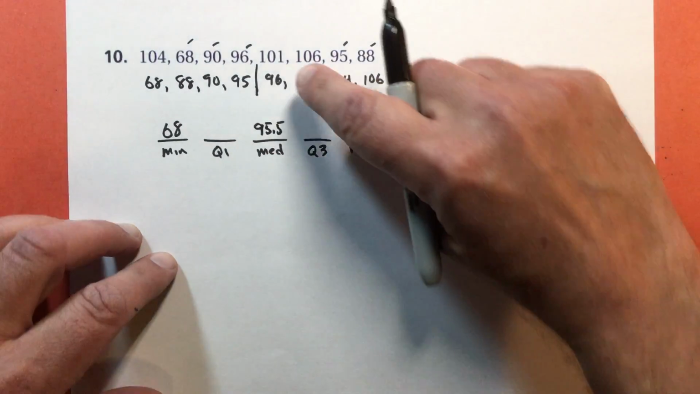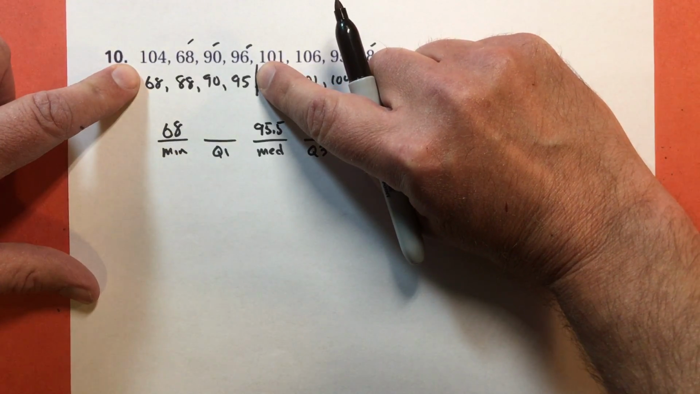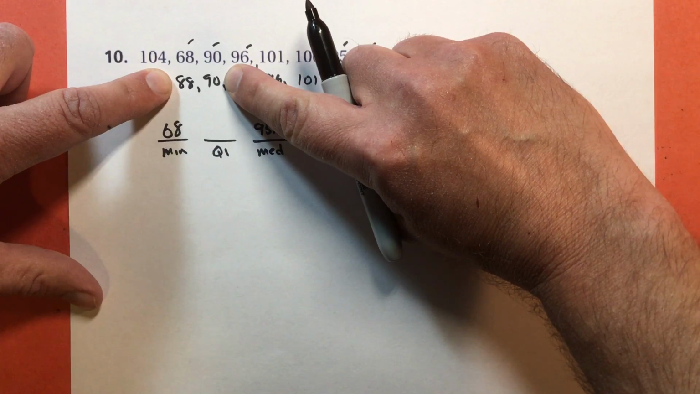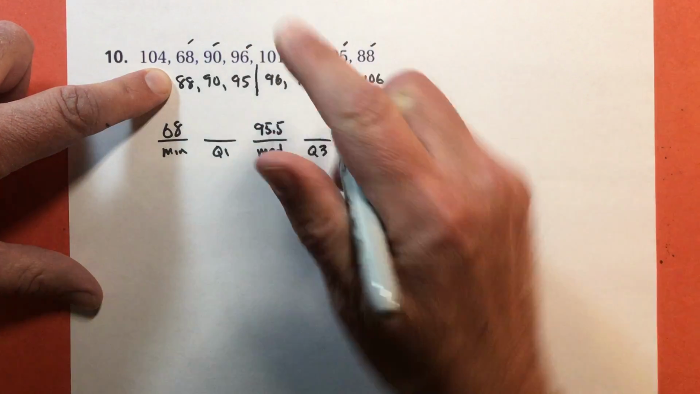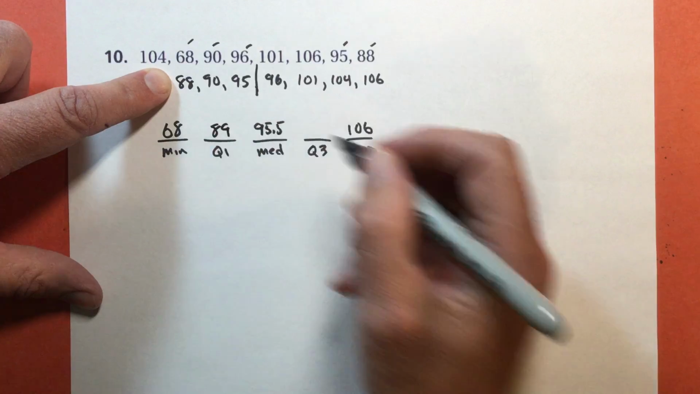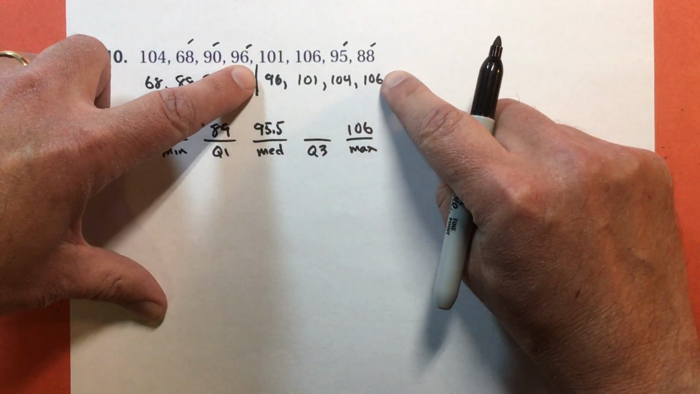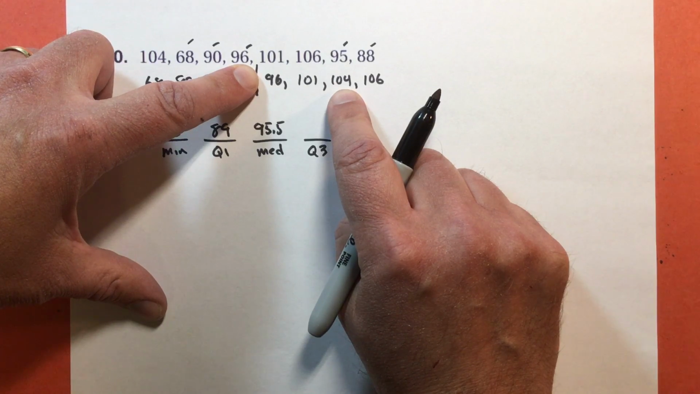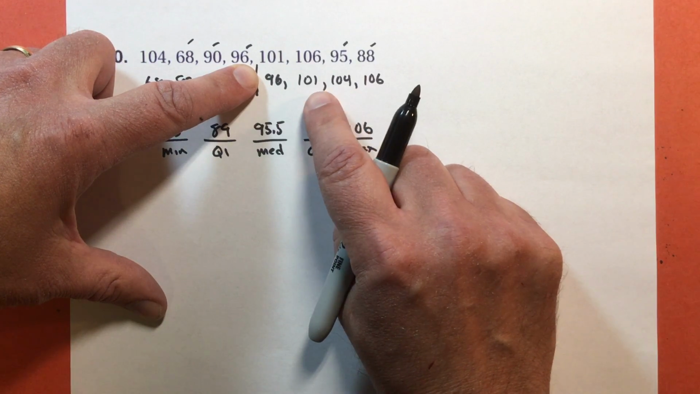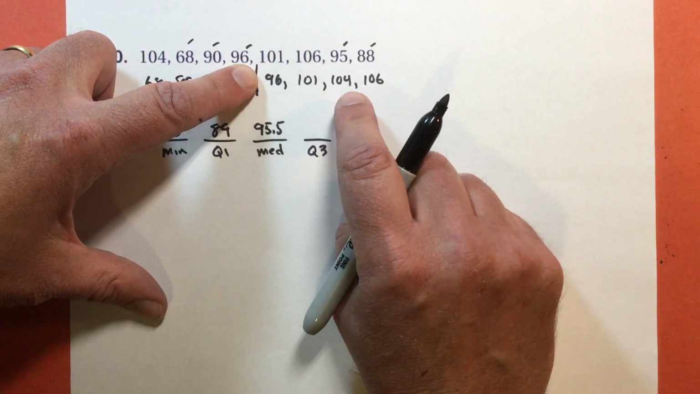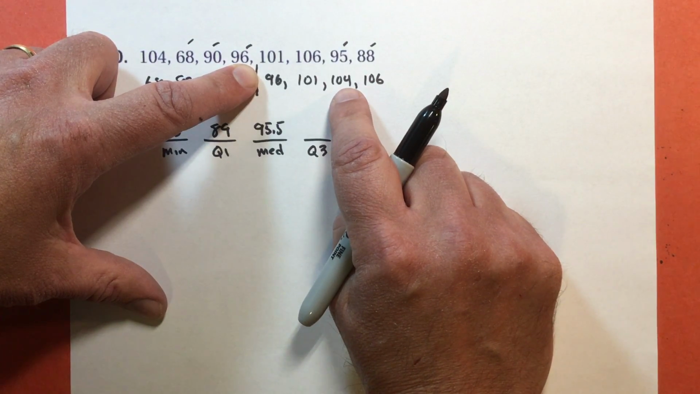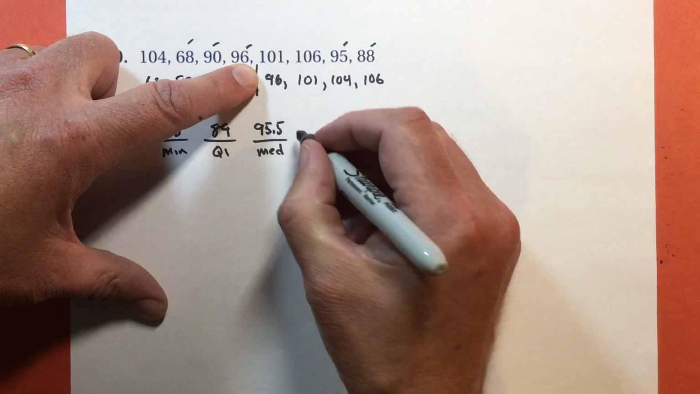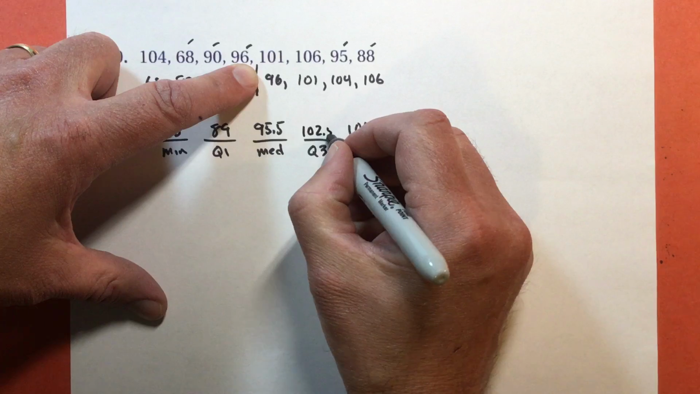Okay. Now, in the lower half of the data, the two numbers that are in the middle are 88 and 90. What number is exactly halfway between 88 and 90? That would be 89. And in the upper half, the two numbers are 101 and 104. What number is exactly halfway between 101 and 104? Again, maybe it's not so obvious. You can add and get 205 and then divide by 2. I'm going to get 102.5.